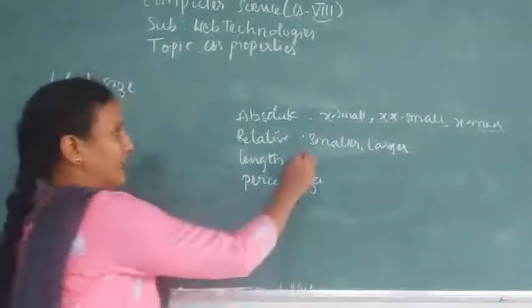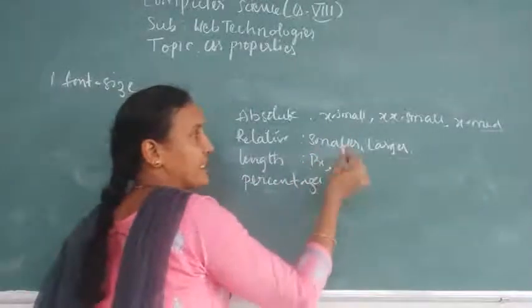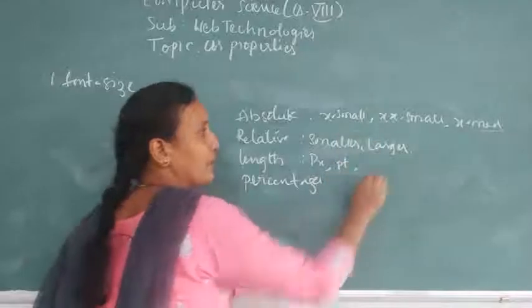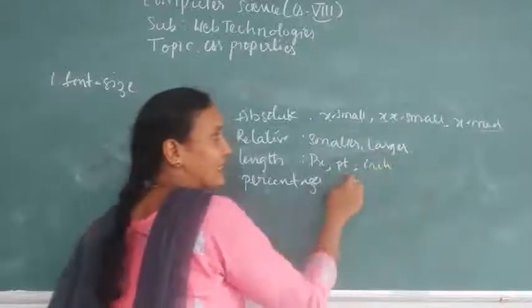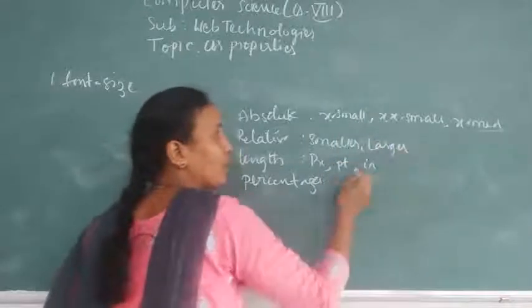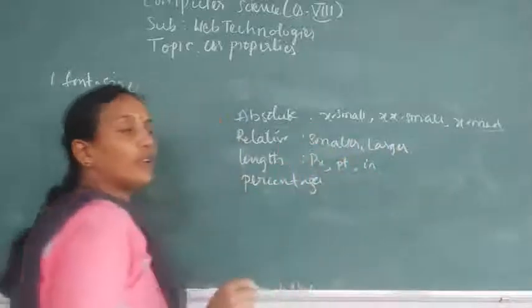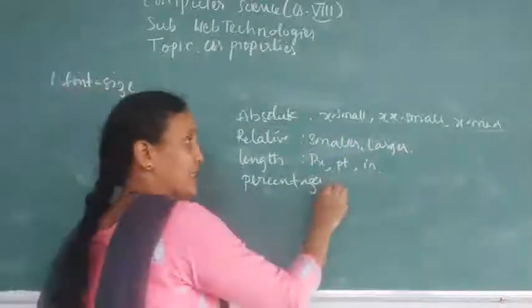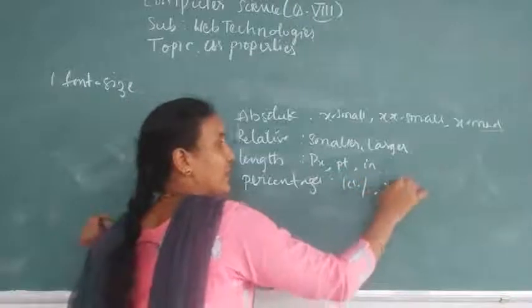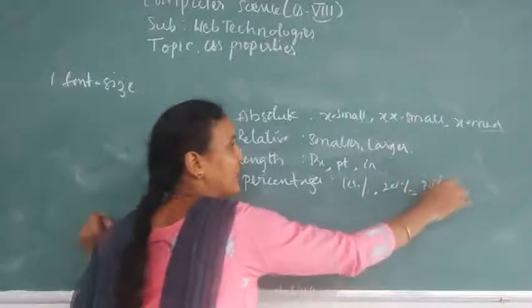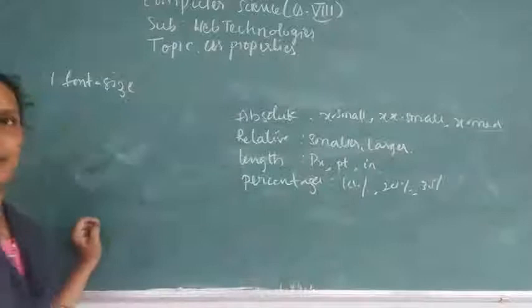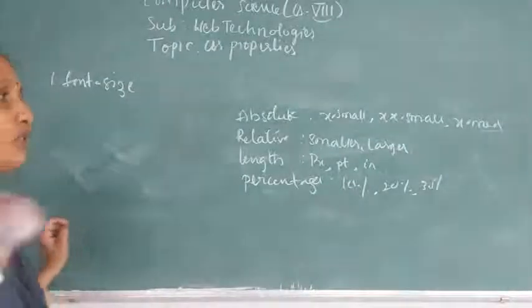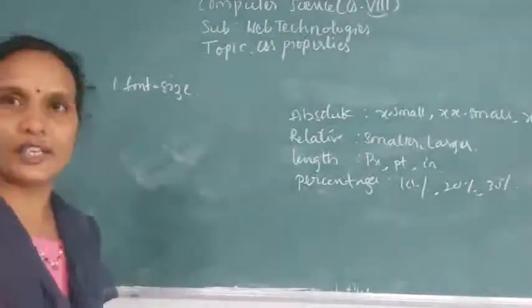Now the next, length. Length means pixels, points, inches. These are the length units, in. Using this method also you can give the font size. Next, percentages: 10%, 20%, 30%, and it depends on the parent. So this is the font size property.